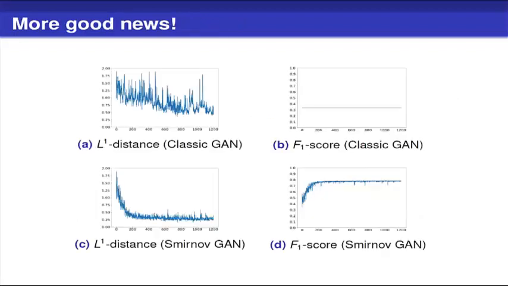And this is the last slide. This is what is going on with a classical GAN. The L1 distance is very noisy and does not converge very well. The F1 score is stable and cannot be improved. And with this Smirnov GAN, this GAN with an activation function given by a Smirnov transformation, the L1 distance drops quite fast and quite stable, and the F1 score improves and reaches a maximum, and actually this maximum is more or less the maximum that you obtain if, instead of training the machine learning model with generated data, you train it with real data.